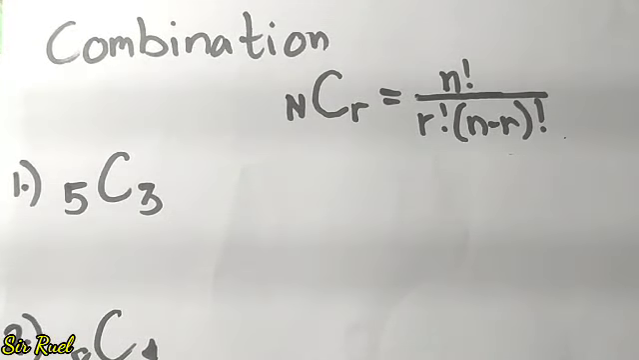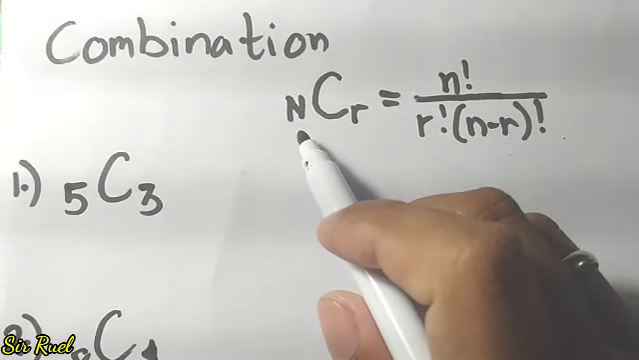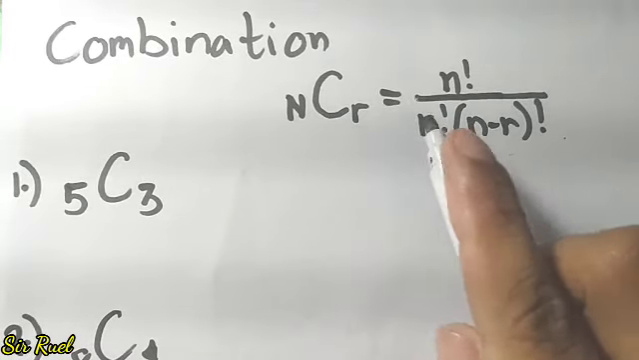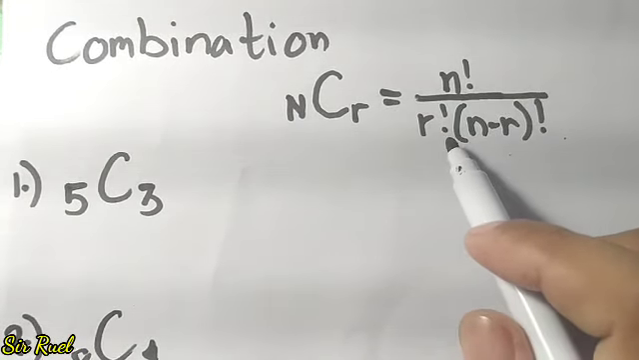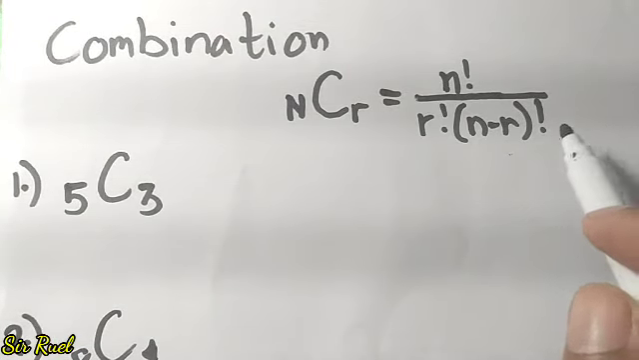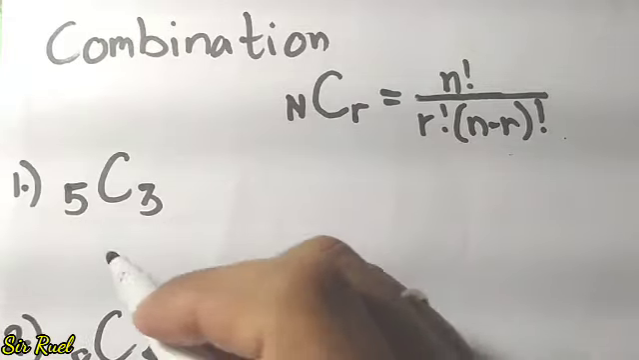Good day. We're going to talk about the combination of n objects taken r at a time. The formula is nCr, with a small letter n, equals n factorial divided by r factorial times the quantity n minus r factorial. So let's answer number one.